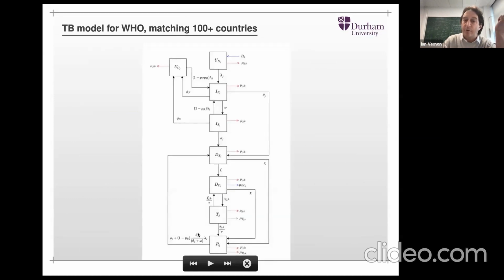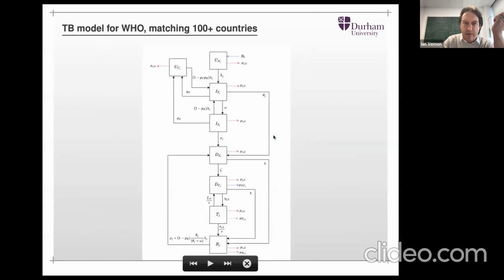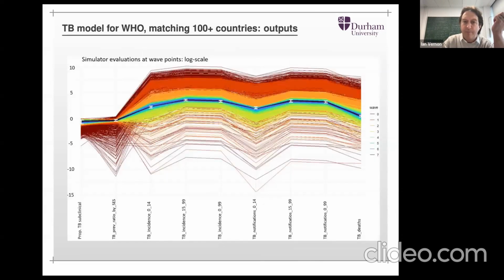That's the structure of the model here. Again, lots of compartments, lots of inputs, lots of parameters. I forget how many parameters are in this model, but quite a few. But let's just cut to the chase. So here we have 9 targets of the model for one of those 115 countries. Those are our 9 targets. They're TB notifications at different age groups for certain times, et cetera.